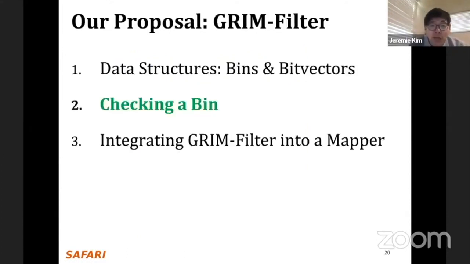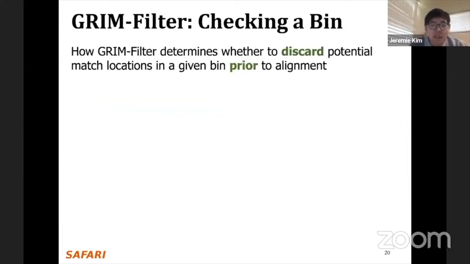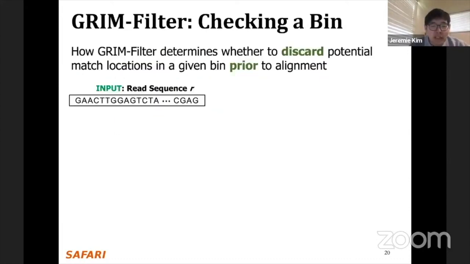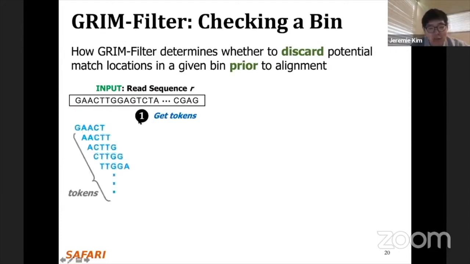So now let's talk about how we would go about checking a bin for existence or possible existence. So we have the read sequence here, and we first try to extract all the tokens from the read sequence. So this is all the overlapping tokens here of size 5. So we see that we're just extracting them.